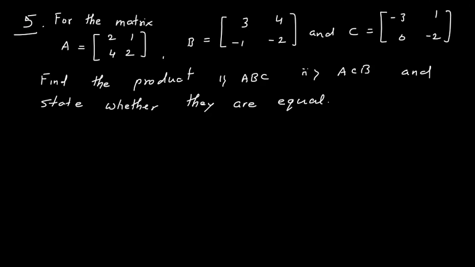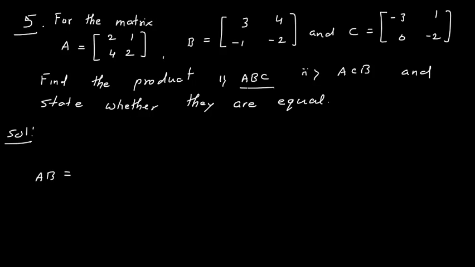Now here this last question, for the matrix A, B and C, we have to find the product ABC and ACB, and we have to check whether they are equal or not. So to get ABC, we can first multiply this AB and then we multiply that AB with C, or we can multiply this BC and then we multiply this BC with A. Okay, any order you will follow. Let us follow from left to right. Find A into B first.